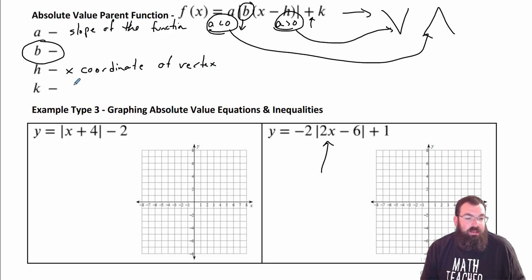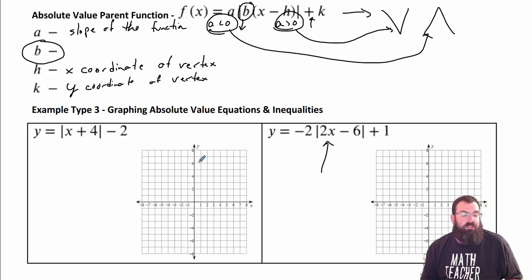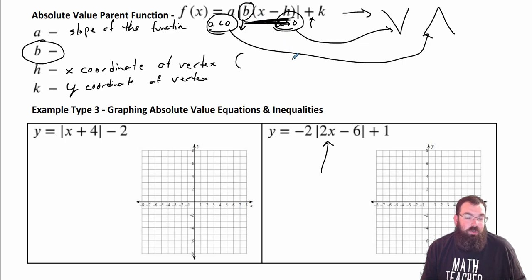And then K is the y coordinate of the vertex. Okay, so how do I find the x coordinate? Two things. One is you could write it like this if you really wanted to, but I'm going to give you a little shortcut. Let's get to an example first and then I'll explain.